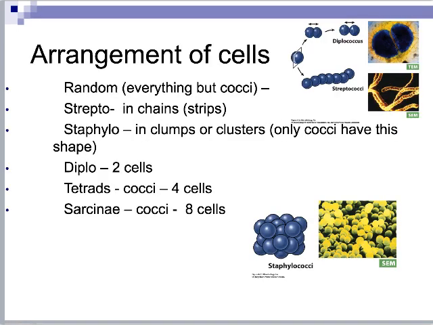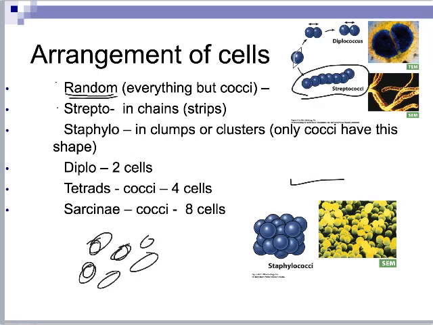Okay, now, the next thing we use to describe bacteria is how the cells are actually arranged. Like, how are they put together to create a colony? So, random is they're everywhere. They're just kind of randomly arranged, so there's no pattern there. That's random. Strepto means they're in strips. Okay, so here's strepto. I always think of them, students say strips because it makes it easy to say strepto. Chains is the way the book describes it. So strepto and strips, same thing, chains.